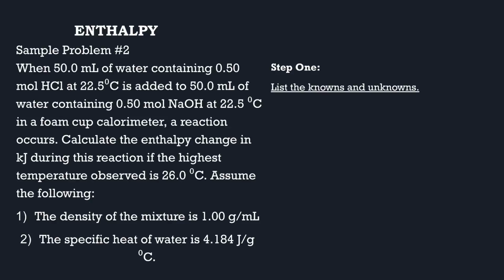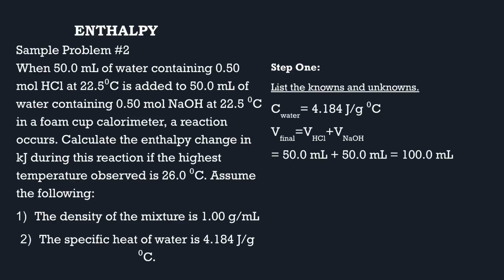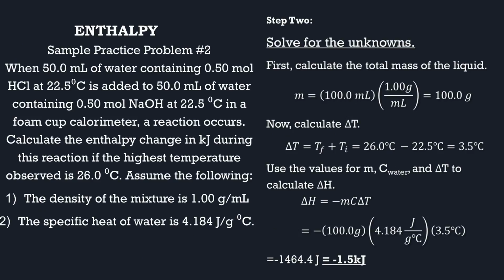Step 1 is to list your knowns and your unknowns. So you're going to do that for C. For your volume, there you go. Volume 1 is 50. Volume 2 is 50. Add them together, you get 100 milliliters. Your initial temperature was 22.5. Your final temperature was 26.0. And your density is 1 gram per mil.